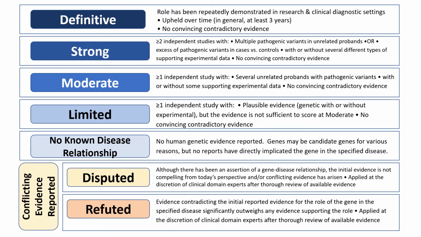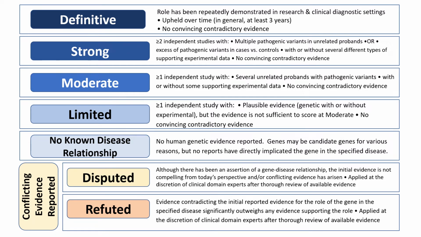Briefly, the classifications take into consideration both evidence for and against a gene-disease relationship. For gene-disease pairs with evidence supporting the relationship, the classifications range from definitive to limited. Definitive gene-disease pairs are those with considerable supporting evidence, so genetic evidence with or without experimental evidence, that have been replicated and upheld over time, in general at least 3 years.